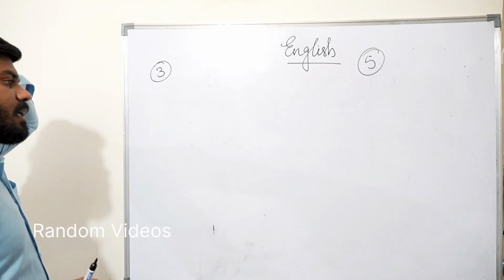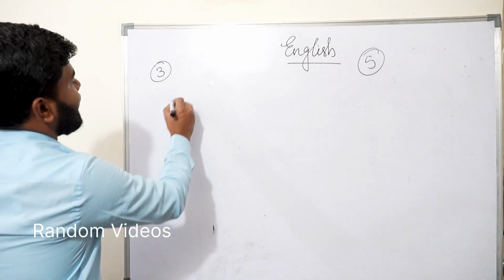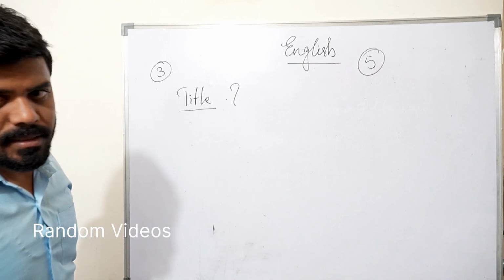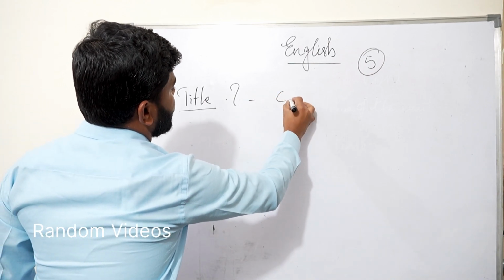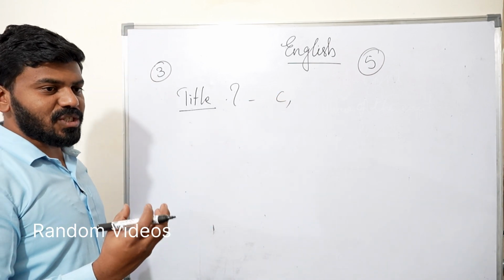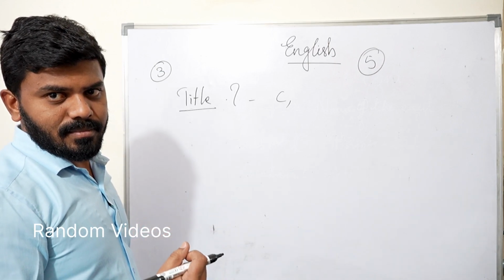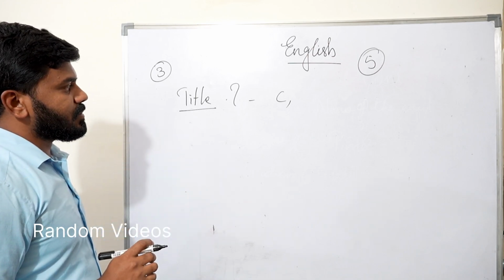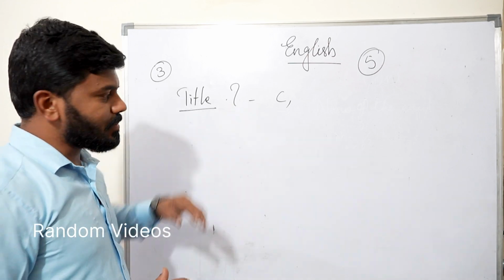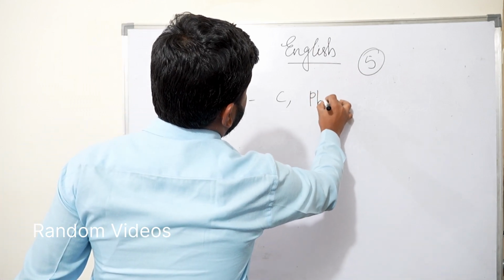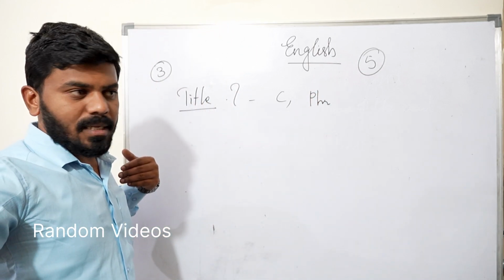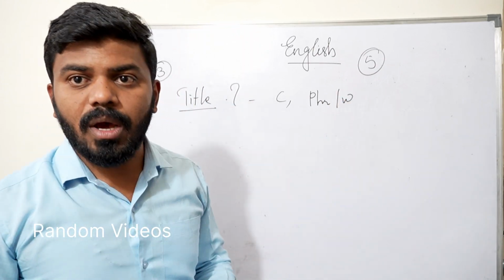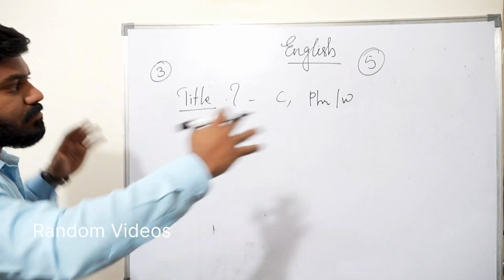Okay, first thing is title. How a title should be written. Title should always be very catchy. It should be attractive. These are the criteria to write a proper title. A title must always be very catchy. It should be a phrase. It should not be a sentence. It can be a phrase or a word. Do not make it a sentence.